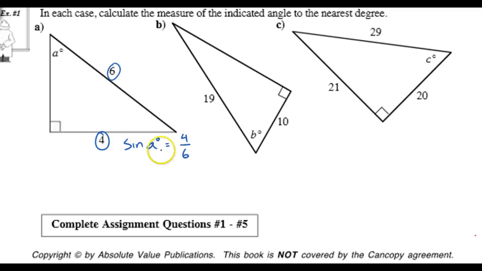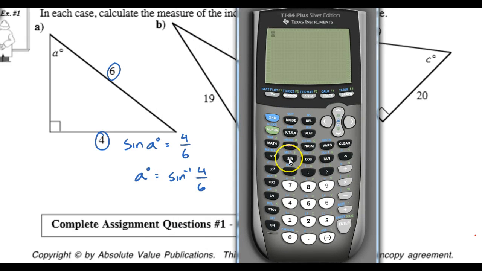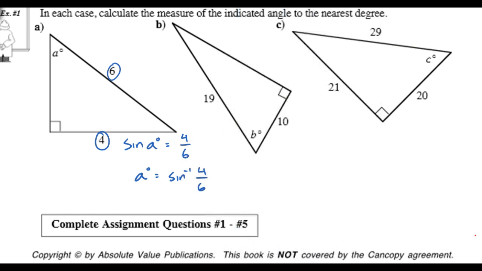Okay, so in this case now, to get angle A, I'm going to go A equals inverse sine 4/6. And on my calculator, that would be inverse sine 4 divided by 6. So 41.8 or 42 degrees, as we rounded to the nearest degree. Okay, go ahead and try B.